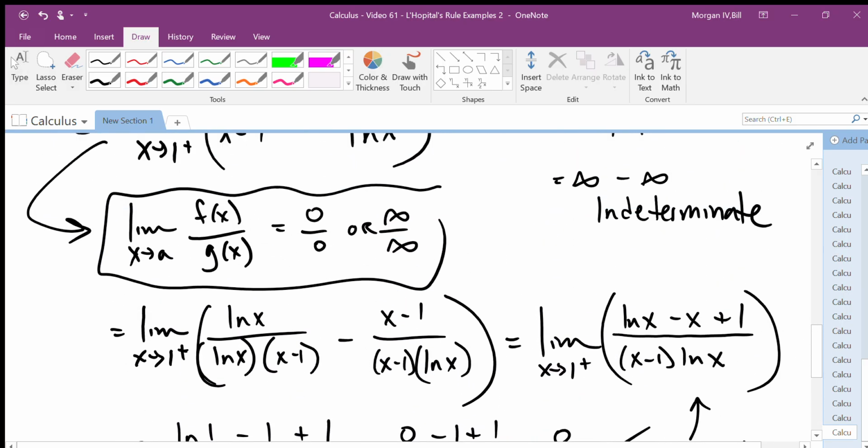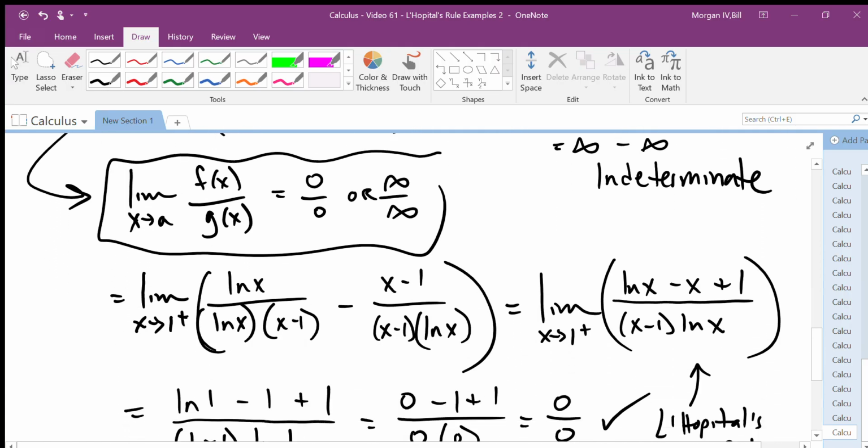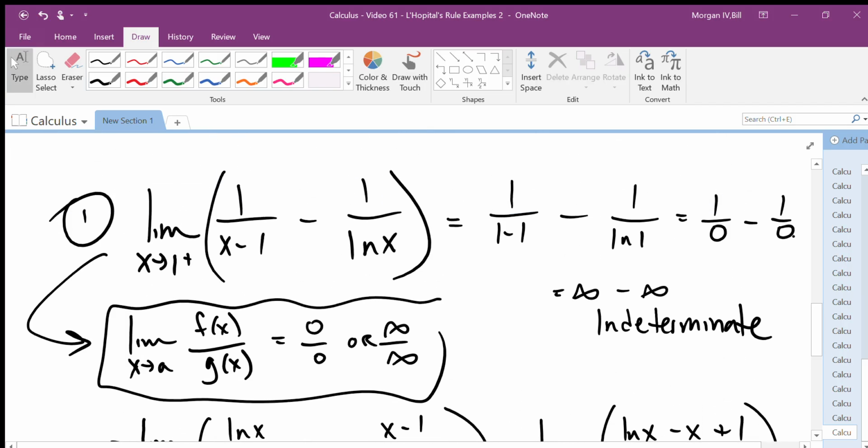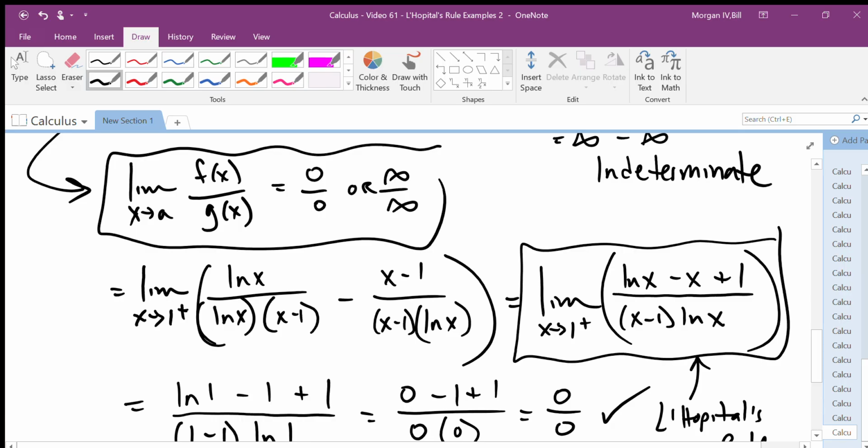But if you looked at our original function, 1 over x minus 1 minus 1 over the natural log of x, and look to see what would happen as x approaches 1. There's a hole in the graph at 1, but as x approaches 1, the y value there is getting close to negative 1/2. All right, very good. So it didn't start out in 0 over 0 or infinity over infinity form, but we did some algebra to rewrite it in a form here that was 0 over 0, so that we could use L'Hopital's rule.